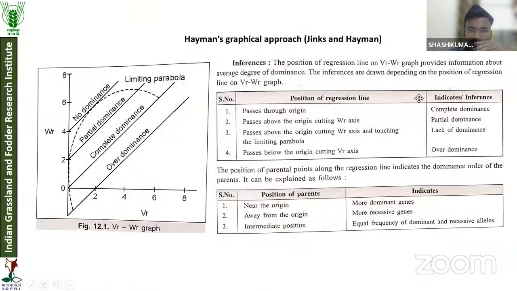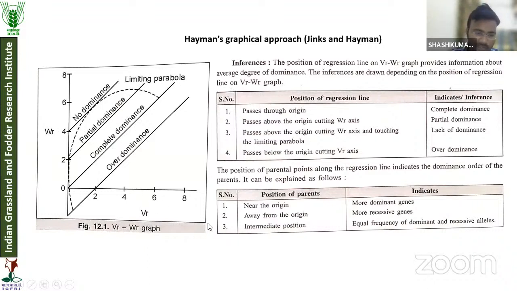So coming to Hayman's graphical approach, which is given by Jinks and Hayman. In the full diallel analysis, there are two approaches: one graphical and one numerical. The graphical approach will not give the estimate of combining ability. It is used for estimating gene action: additive, dominant, partial dominance, and so on. This data can be generated from Hayman's graphical approach. There are different components and calculations, and those calculations are applied and the Vr and Wr graph is estimated. The position of the regression line on the Vr-Wr graph provides information about the average degree of dominance. The inferences are drawn depending on the position of the regression line.